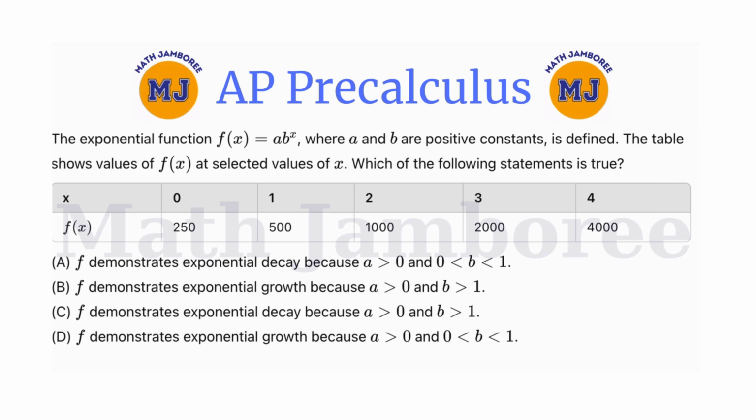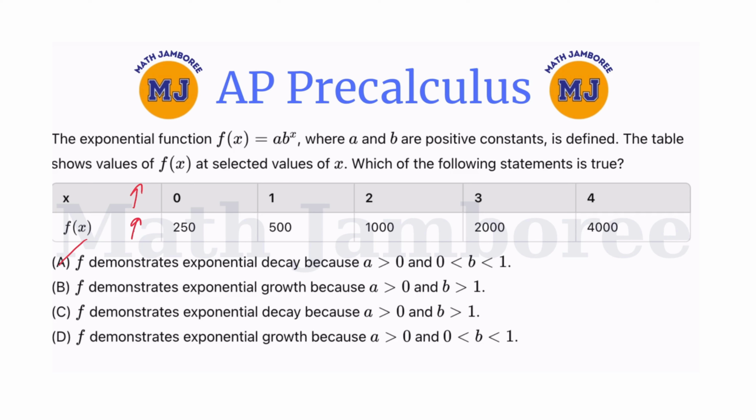X is 0, 1, 2, 3, 4, and f of x is 250, 500, 1000, 2000, and 4000. So they are both increasing. And the choices we have: A says f demonstrates exponential decay because a is greater than 0 and b is between 0 and 1. First of all, since they are both increasing, this is not decay, this is growth. So we can go ahead and eliminate choice A.